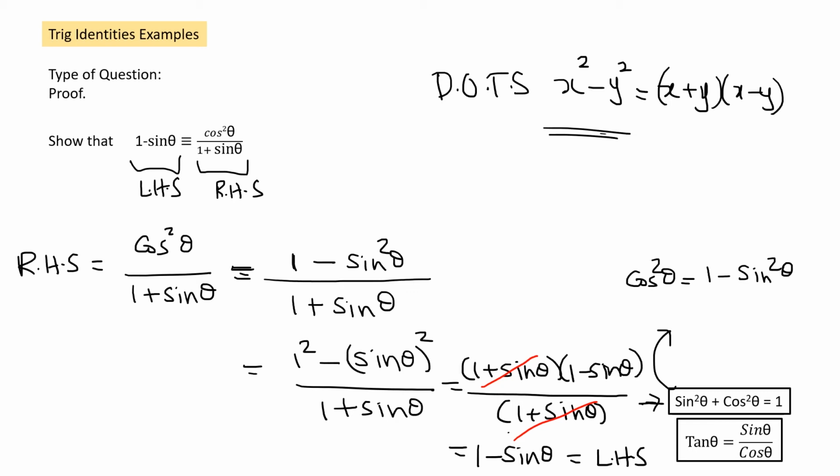Therefore, right hand side is equivalent to left hand side. This concludes the proof. Let's move to the next example.